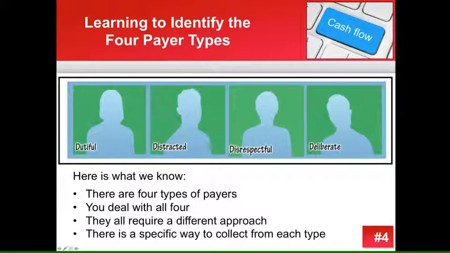The last one, and luckily it's by far the smallest percentage, is 1 or 2% of a normal dental practice. These end up being your write-offs often. It's a deliberate debtor, and this is the person who knew when they set the appointment that they weren't going to pay. They knew when they walked in. They knew when they walked out. They weren't going to pay the bill.